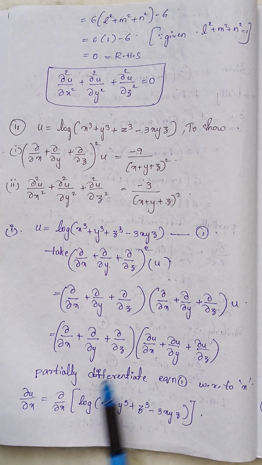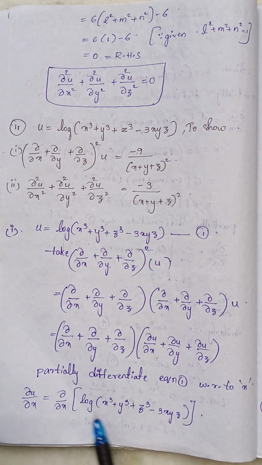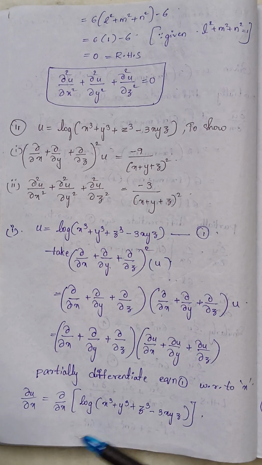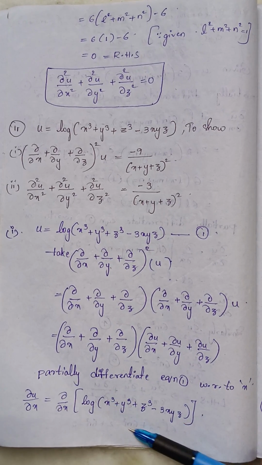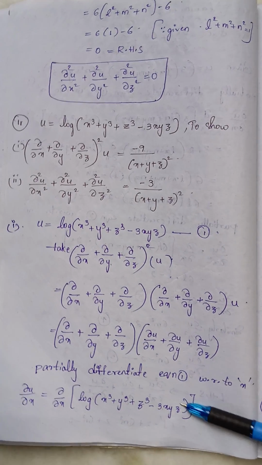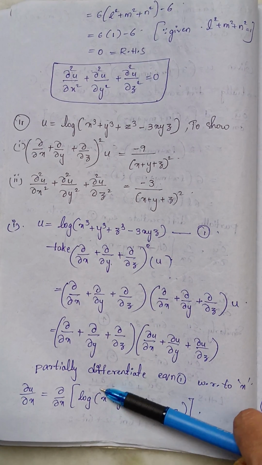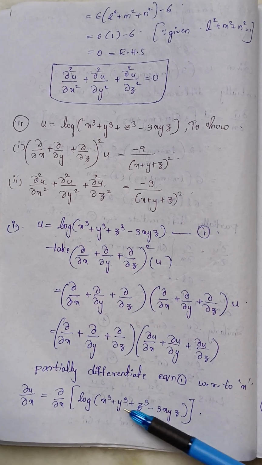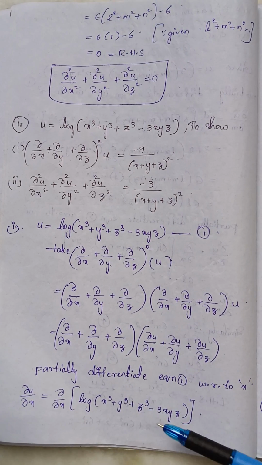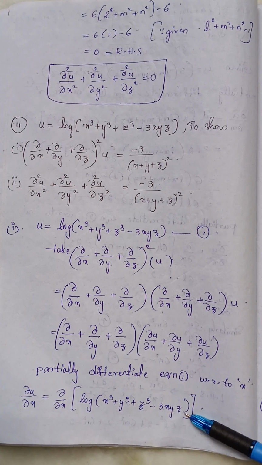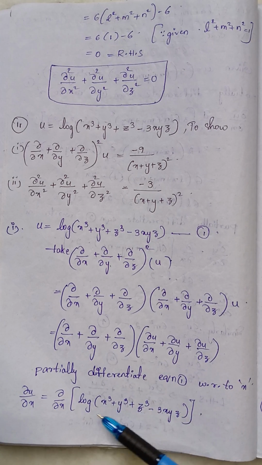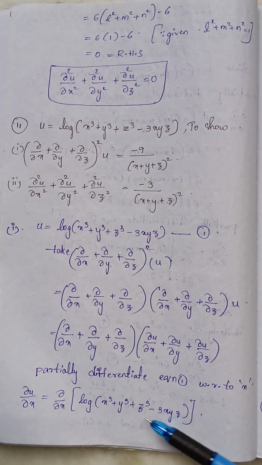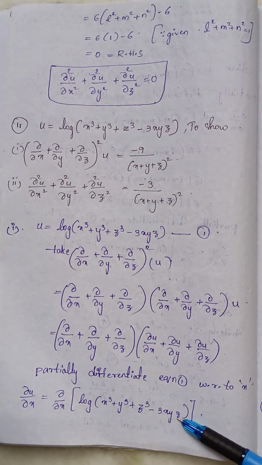So see here, dou u by dou x means dou by dou x of u. So log x derivative is 1 by x here. Instead of x, this total part we need to substitute. Again dou by dou x of 3x square: x cube is 3x square, and here 0, 0 because they are constants, and minus 3yz constant as it is, and x derivative is 1. So the answer will be 1 by this part into 3x square minus 3yz.